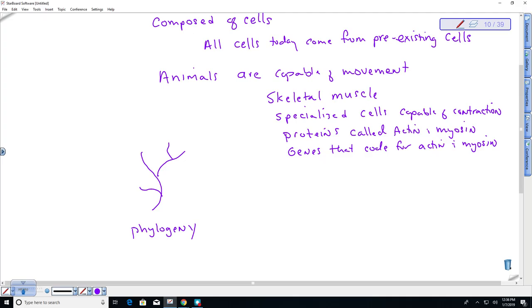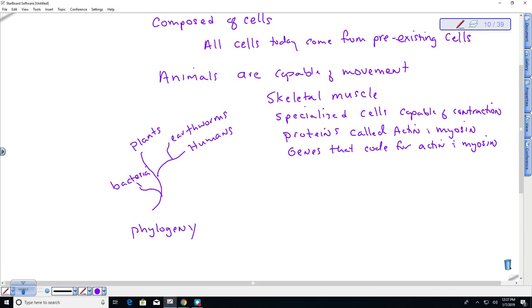So, for example, we could have bacteria here. On this branch is my bacteria. My bacteria branched off really early. Okay. I could have plants here. I could have earthworms here. And I could have humans here. When we get to talking about anatomy and physiology of the different systems, we're going to spend a lot of time talking about mammals, and in particular humans.